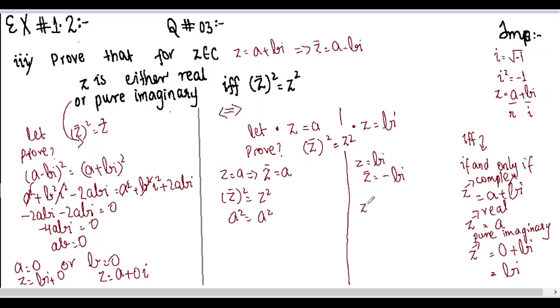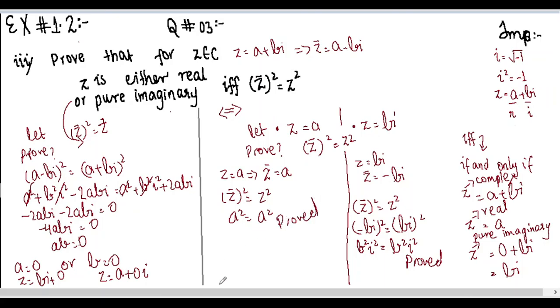Now z bar whole square equals z square. This is what we have to prove. And z bar is minus b iota whole square equals b iota square. Now minus b iota square is b square iota square, because negative sign is cancelled when the power is even, and then it becomes b square iota square. This is also proved. We can see that this is also proved, and this side is also proved. So we have solved this question. Thank you so much.